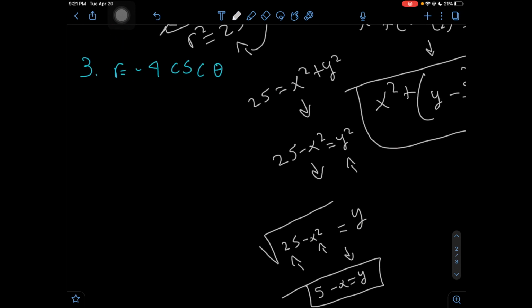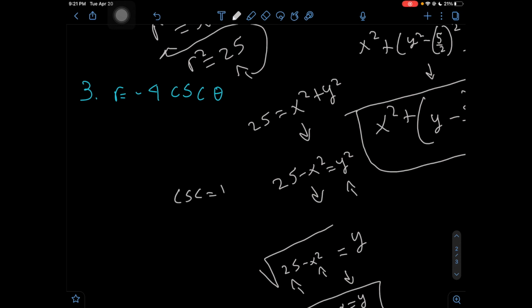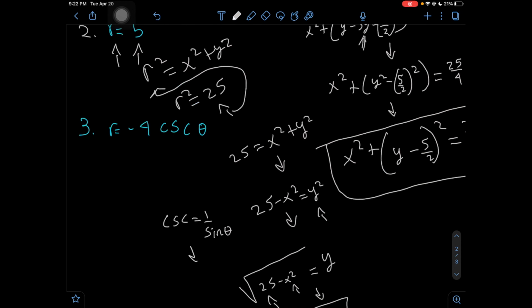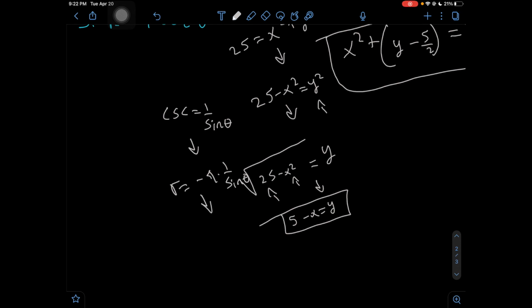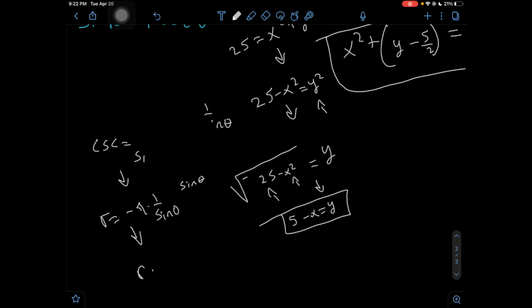Finally, we have number 3, which is r equals -4 cosecant theta. Well, we said that cosecant, CSC, equals 1 over sine of theta. So in reality, we have r equals -4 times 1 over sine theta. Now, what we need to do is multiply both sides by sine theta, so we have sine theta over sine of theta. So we have r times sine of theta equals -4.